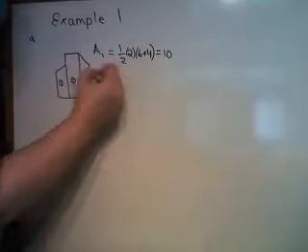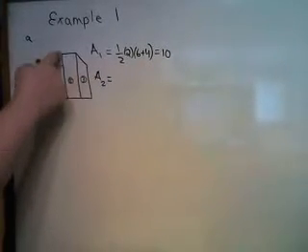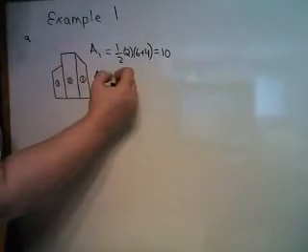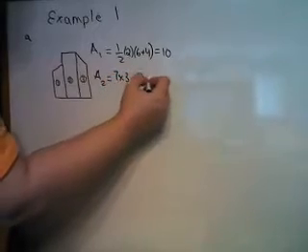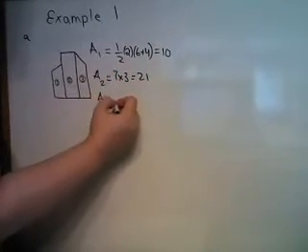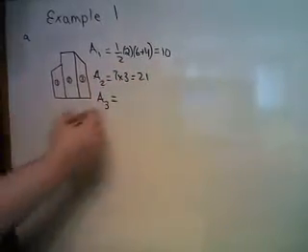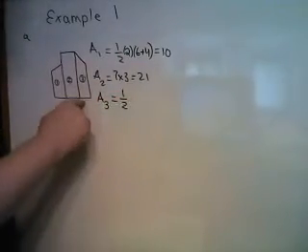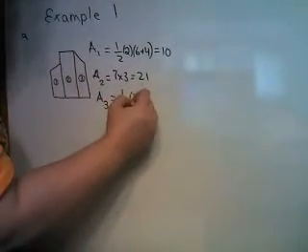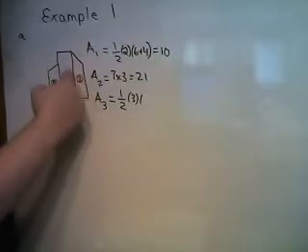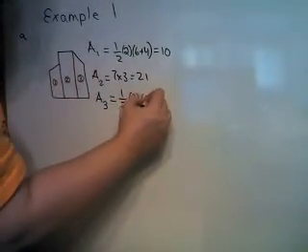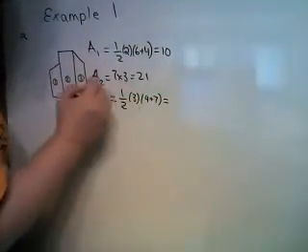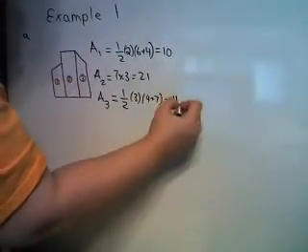Area of the second region is a rectangle, so this is 7 by 3. So that's going to give me 21. Section 3 is another trapezoid, so I'm going to do 1/2. The height of it is 3. The two bases are 4, and then you add 7. And then that product is 16.5.